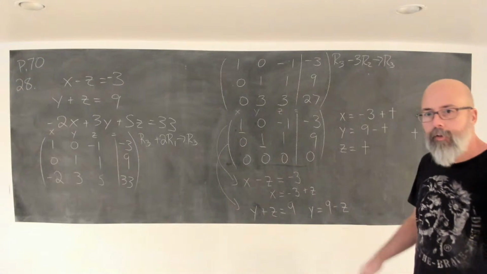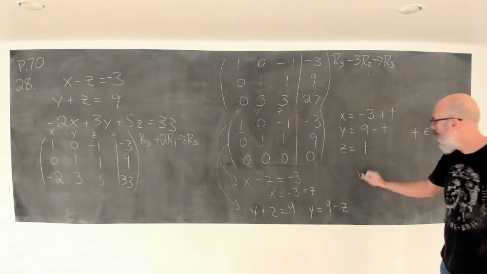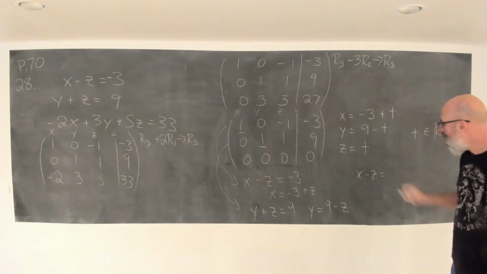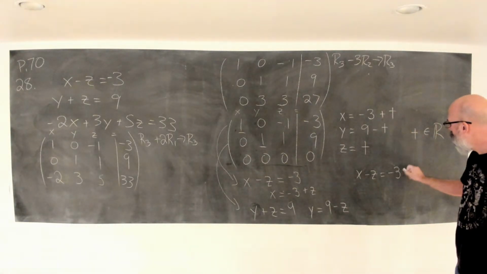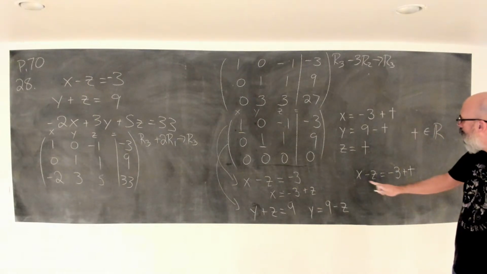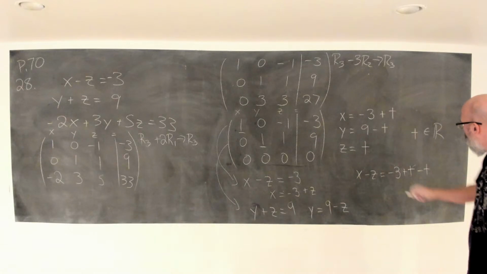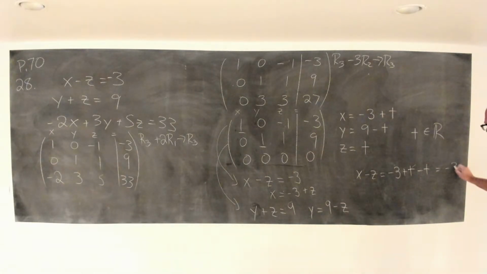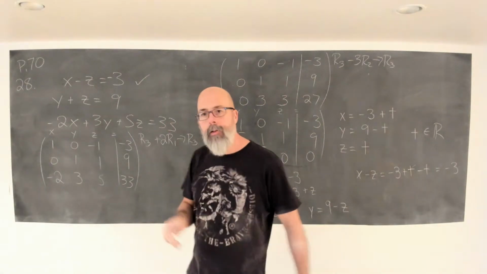Let's just do one of them. But if you do x minus z, what is x minus z? It's minus 3 plus t. That's the x part. Minus t. The t's cancel, and you're left with minus 3, exactly as expected.